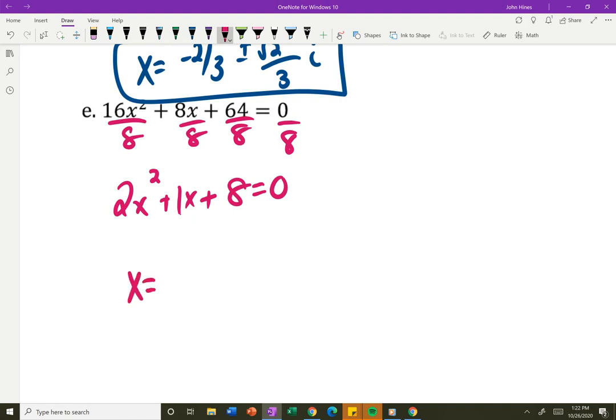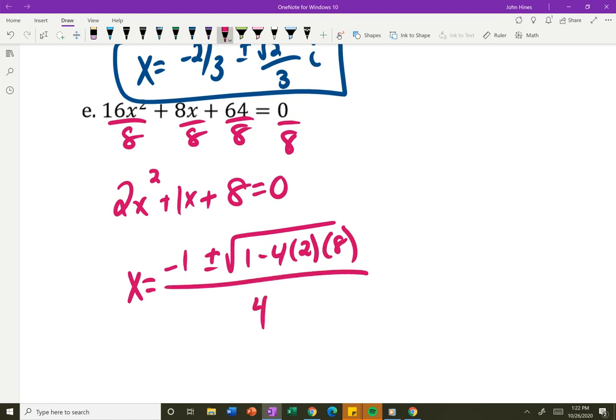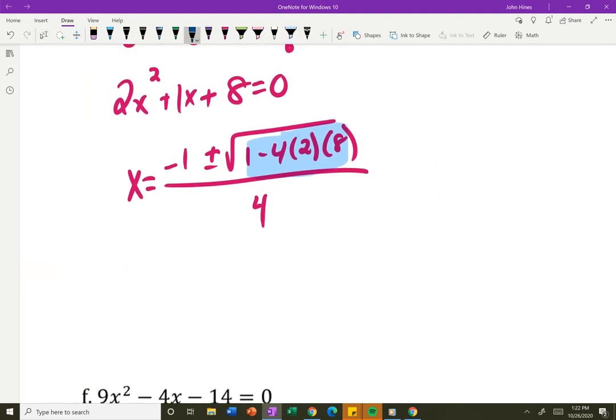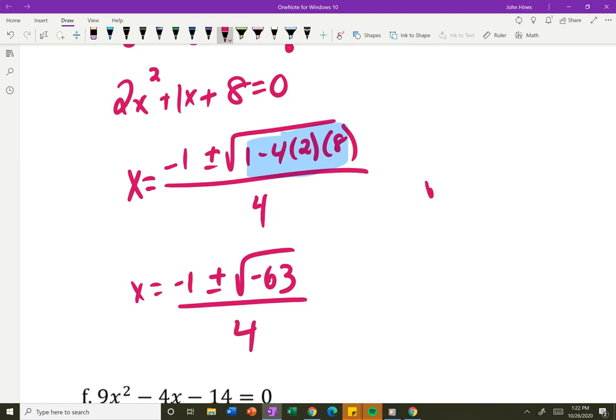So here we go. x equals negative 1 plus or minus the square root of 1 squared, which is 1, minus 4 times 2 times 8, all over 2 times 2, which is 4. And again, it's the same process every time. Type in my discriminant, 1 minus 4 times 2 times 8. I get negative 63. So x equals negative 1 plus or minus the square root of negative 63 all over 4.